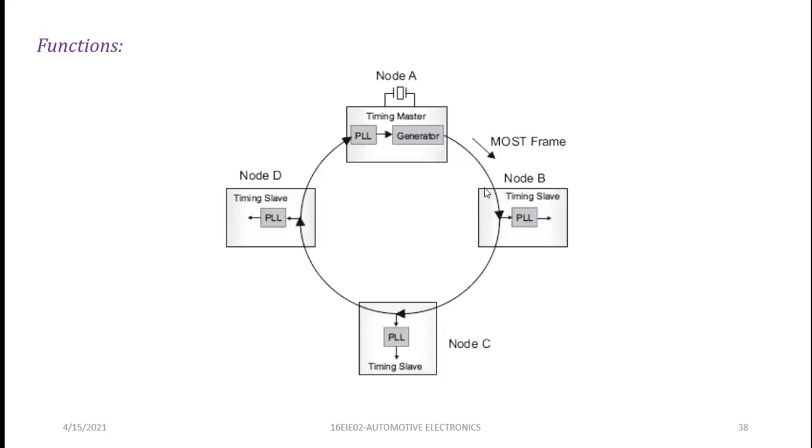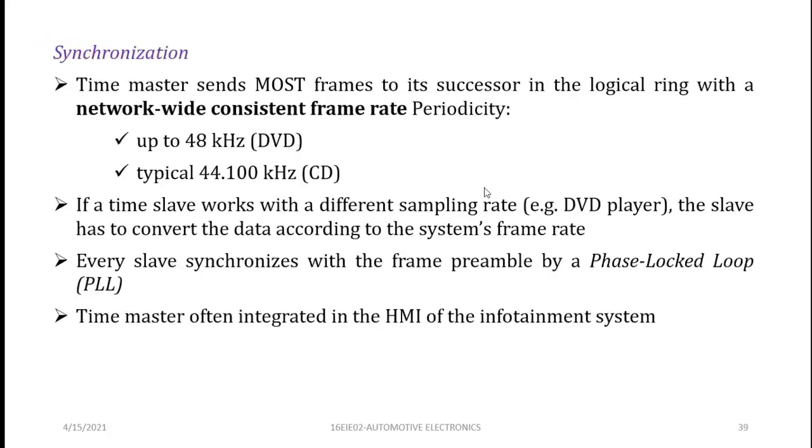When the frame is eventually returned to the timing master, what happens? It synchronizes itself and it is going to generate the next frame based on the frame rate. So this is the process that is going to take place. And what do you mean by synchronization here? That is the main thing. The timing master sends the frame to the successor in a logical ring within a network-wide consistent frame rate periodicity. What is the frame rate? For DVD it is 48 kilohertz, and for CD it is going to be 44.1 kilohertz.